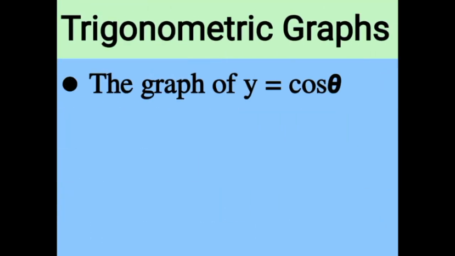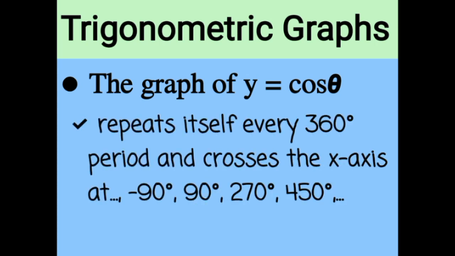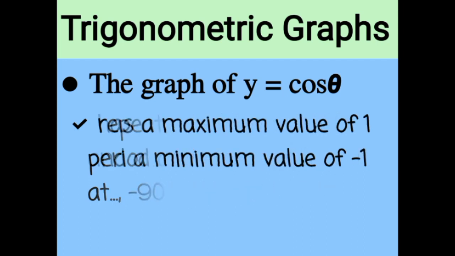So, the common factors of the graph y equals cos theta is that it repeats itself every 360 degree period and crosses the x-axis at minus 90 degrees, 270 degrees, 450 degrees and it goes on like this depending on the range of angles we draw the graph in. And also, another common factor of the graph y equals cos theta is that it has a maximum value of 1 and a minimum value of minus 1.